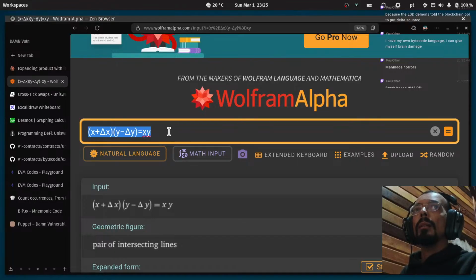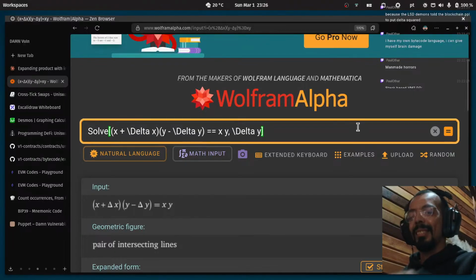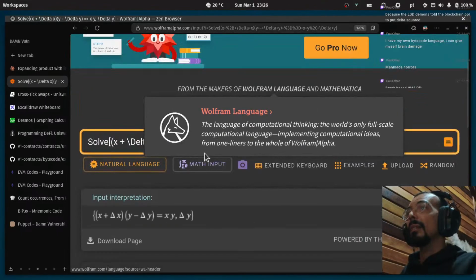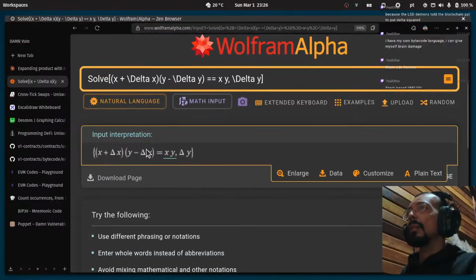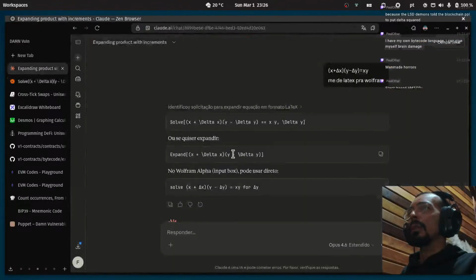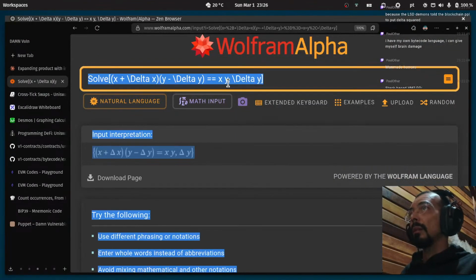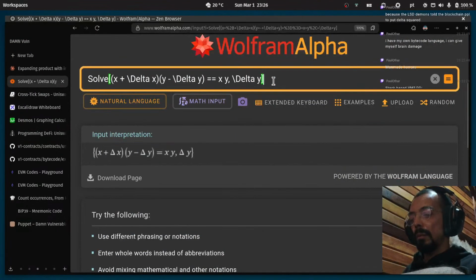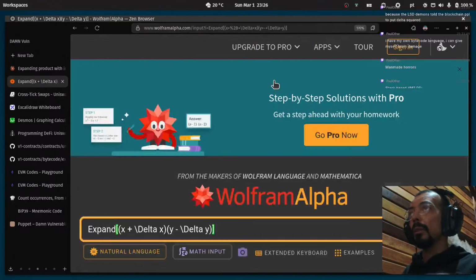Because the LSD demos told the blockchain people to put on this card. Yeah, it doesn't make any sense to me, and also for Alfran. Alfran also does not understand why it's happening here. They simply don't know what's happening.